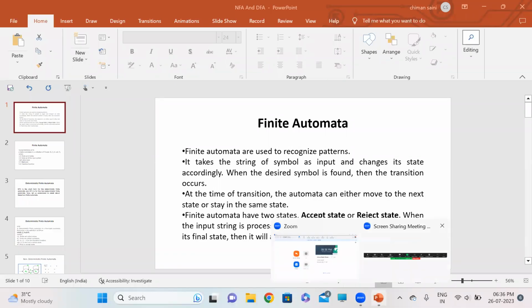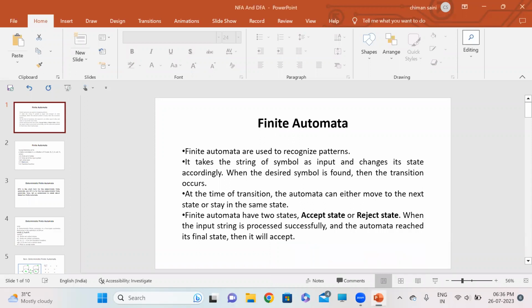Okay, now we will start from our PPT. So, good morning all. Our today's topic is finite automata.